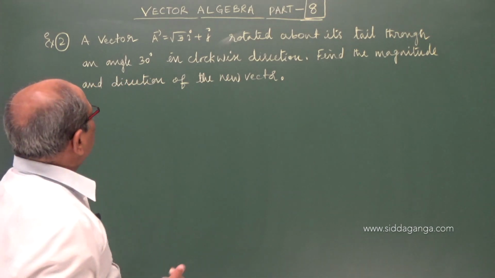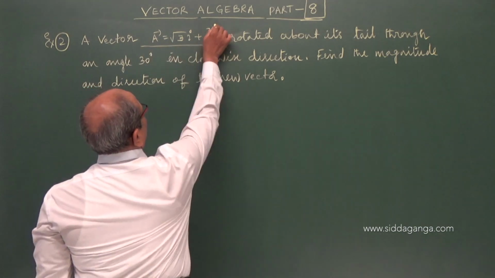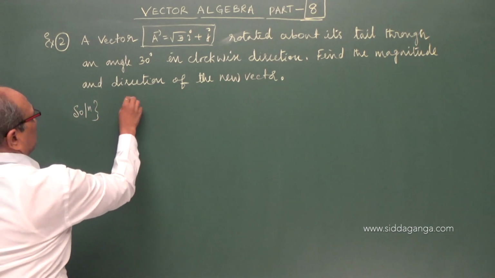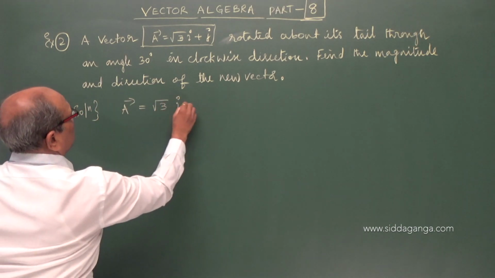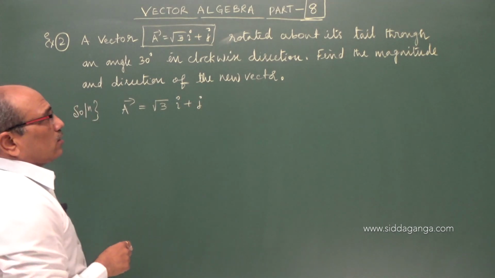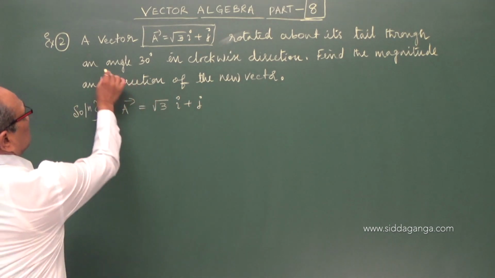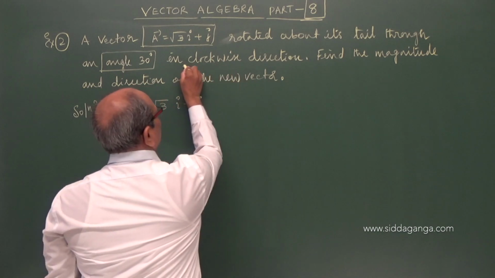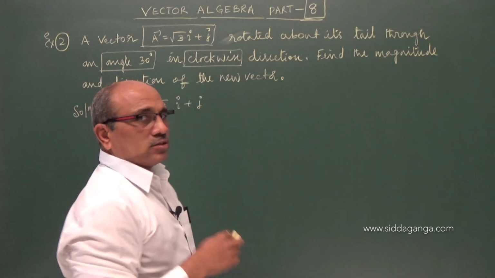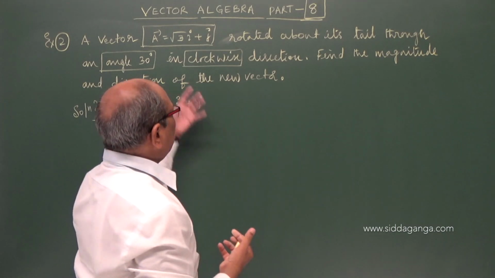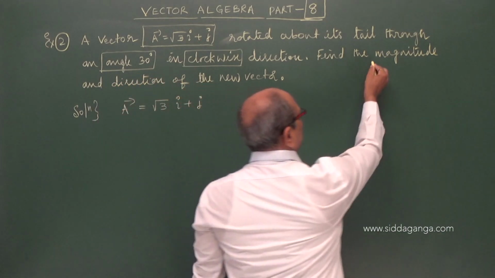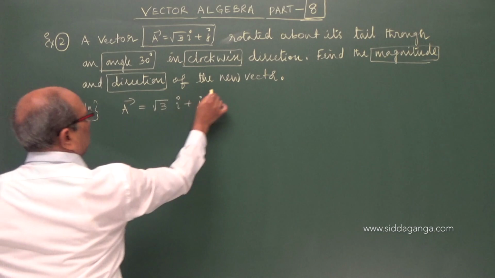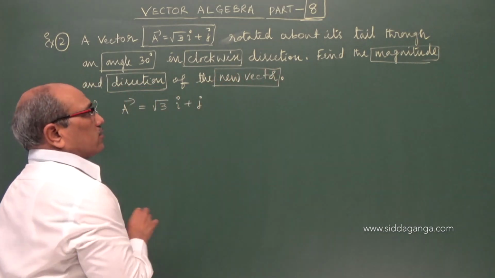A vector is given here. This is the given vector. In the solution, the given vector is A equal to root 3 i plus j, rotated about its tail through a 30-degree angle, rotated clockwise. These are the terms we have to pick up to understand the problem. So the question is finding the magnitude and the direction of the new vector after rotating 30 degree.